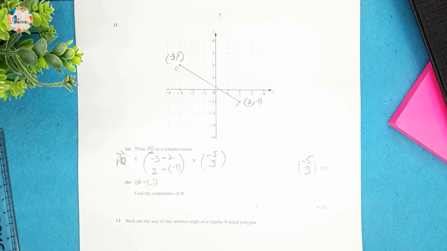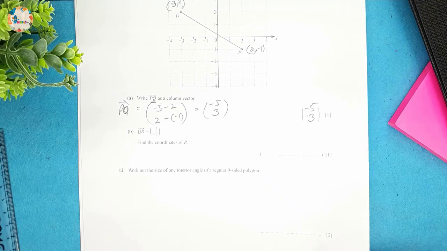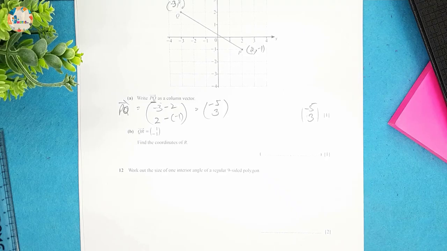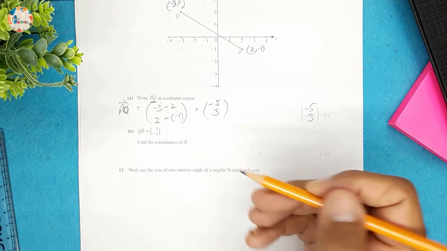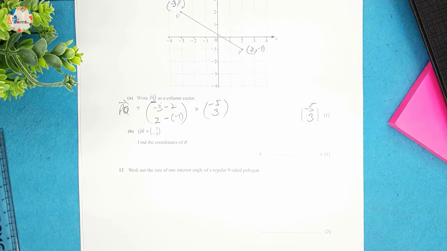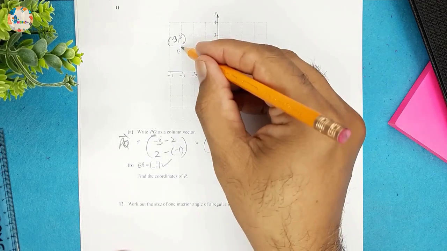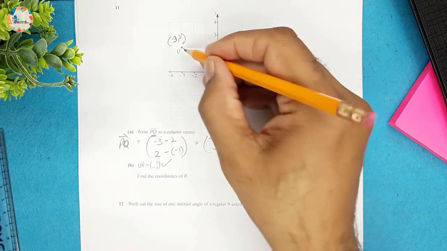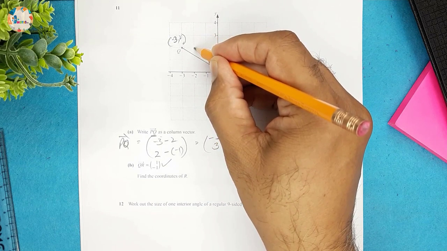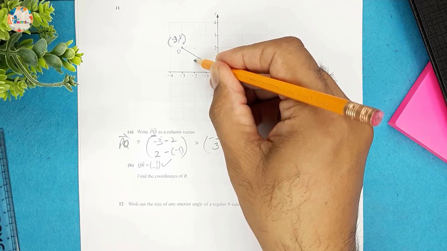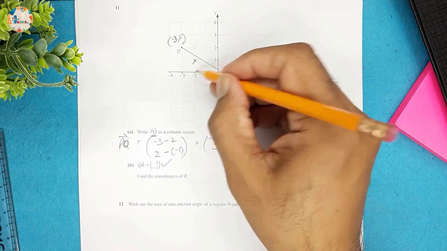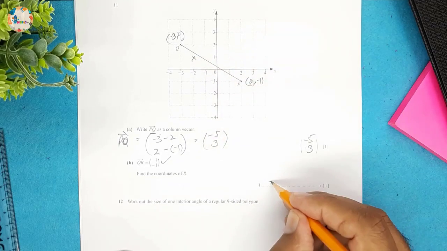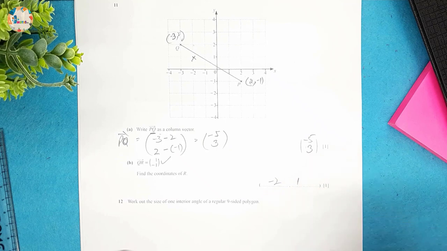Hopefully you got this. Then b: QR is equal to 1 and minus 1. Find the coordinates of R. QR is provided and we have to find the coordinates of R. So column vector, 1 and minus 1. Starting from Q, 1 will be the x value, so 1 unit right, and minus 1 will be 1 unit down. So this will be the point, and the coordinates will be minus 2 and 1.